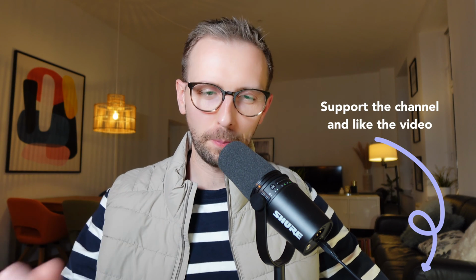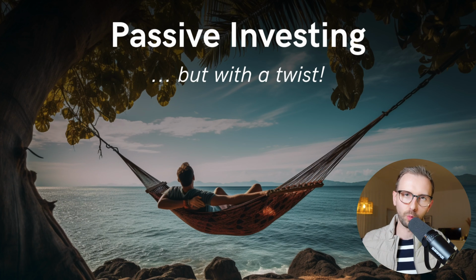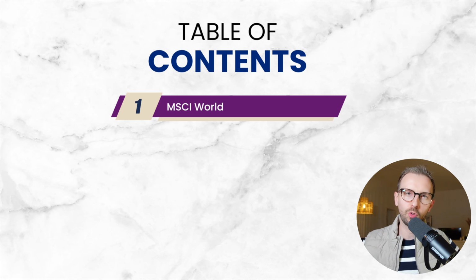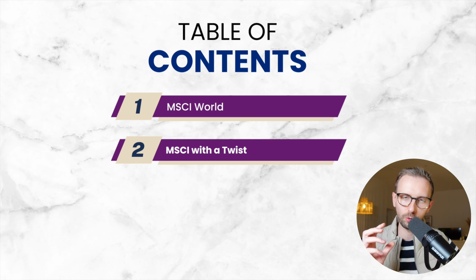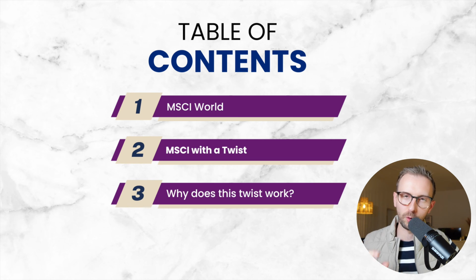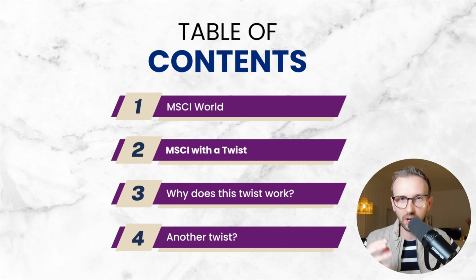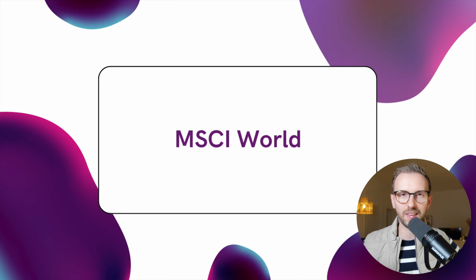Okay, hey there. The topic of today's video is, well, basically passive investing, but with a twist. So let's have a quick look at the table of contents. We're going to start by just briefly discussing what the MSCI World actually is and why it is so important in the world of financial markets. We'll then discuss how you can add a twist to the MSCI passive investing approach and pretty much any other passive strategy as well. We will then, of course, have to explain why this twist actually works. And last but not least, I will actually introduce a second twist that is also something you should be aware of. So let's start with the MSCI World.